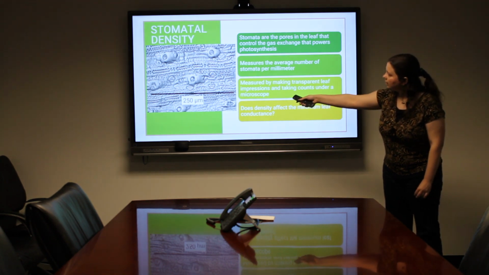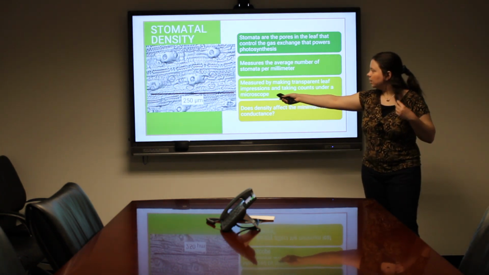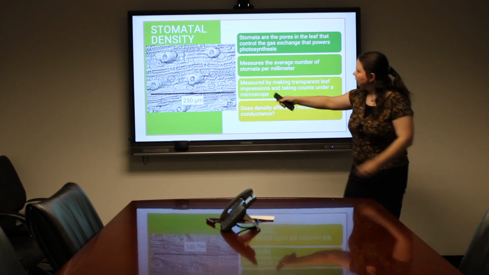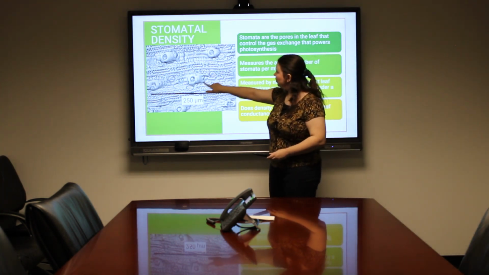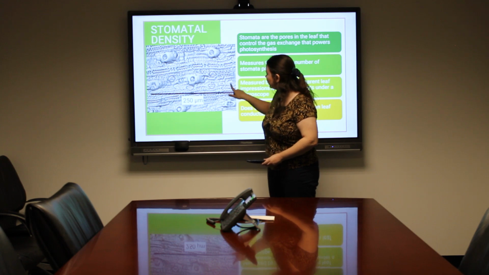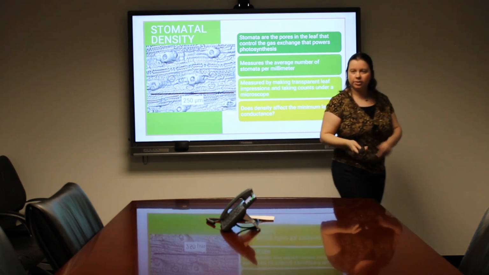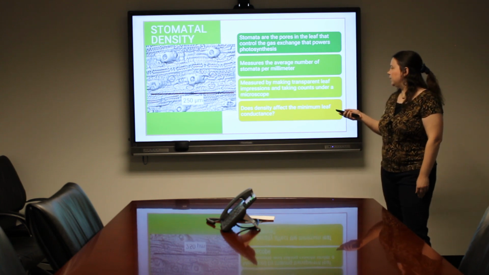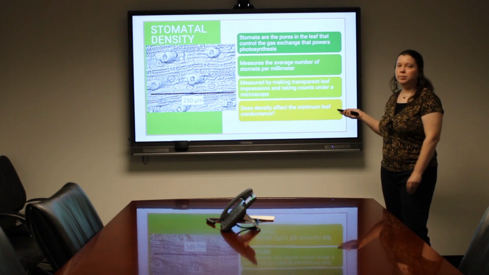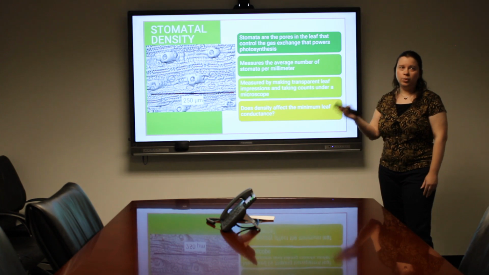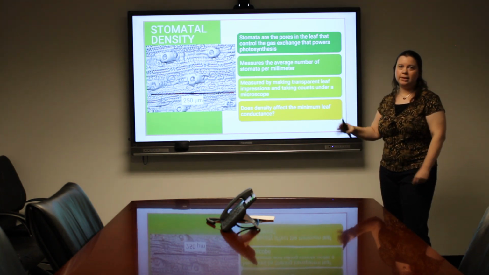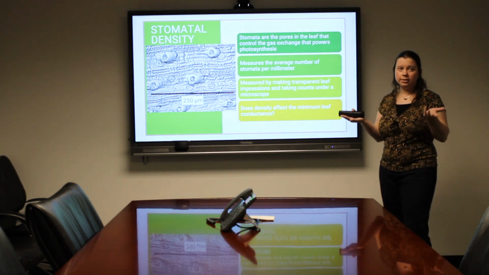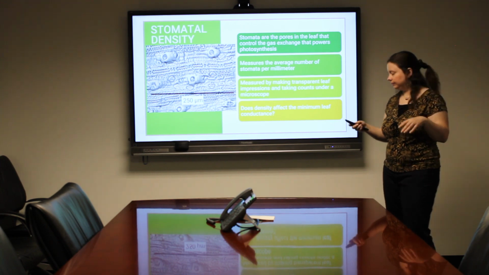And here's an example. We've got a bar for 250 micrometers, and these little hamburger-shaped guys are the stomata that we're interested in. And our students count those under a microscope. And what we want to know is, does the density affect the minimum leaf conductance? So if there's more stomata, more holes in the leaf, does that result in an increased loss of water or a decreased loss of water?